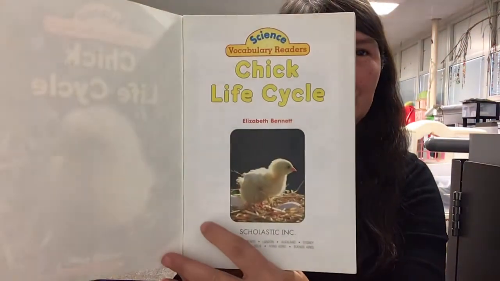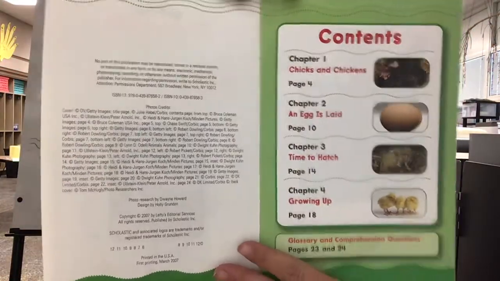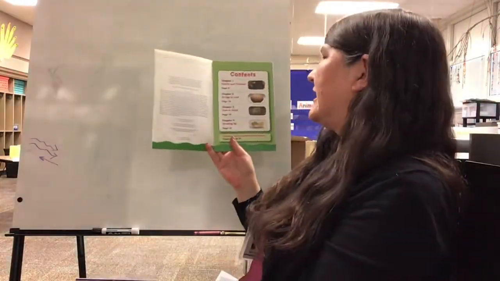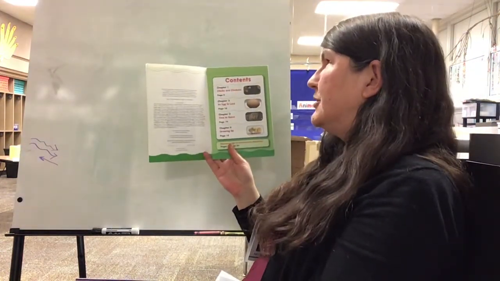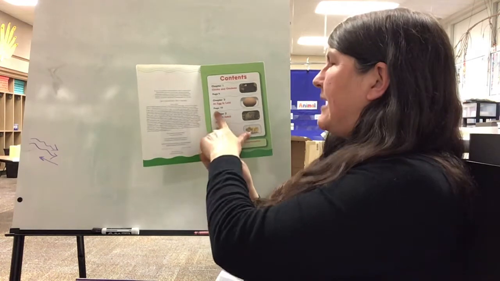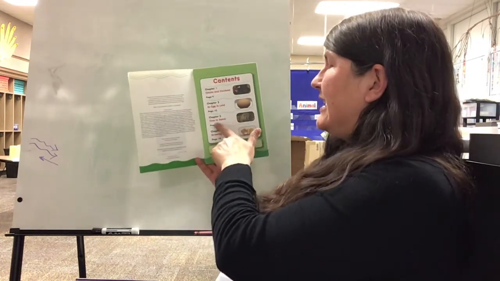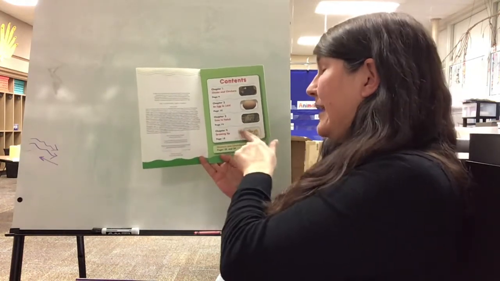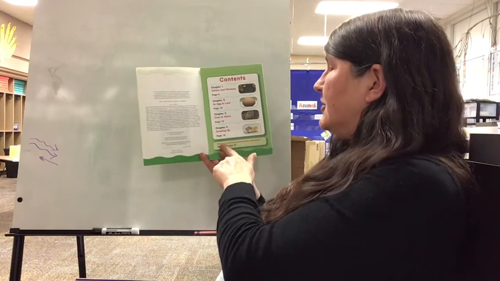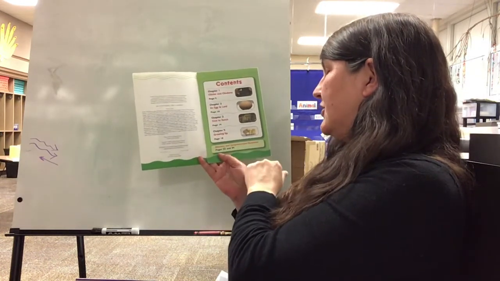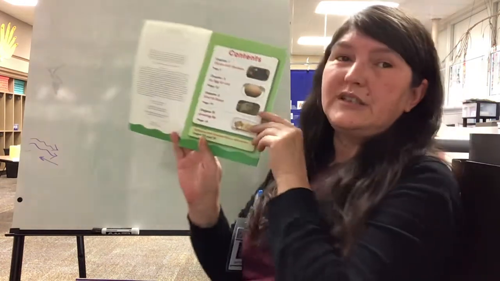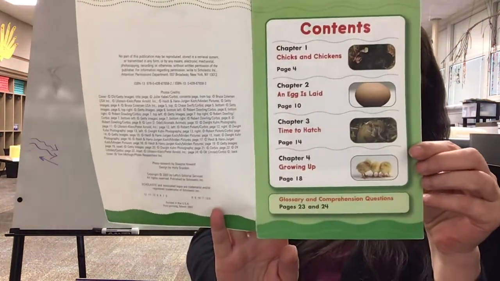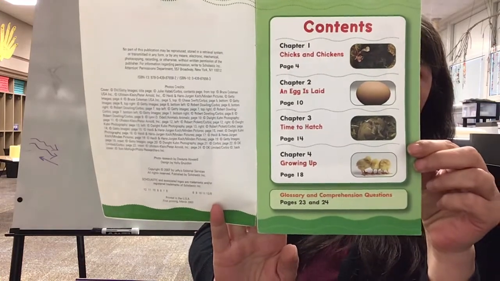This is a non-fiction science reader. Chick life cycle. Has a table of contents. Chapter 1, Chicks and Chickens, page 4. Chapter 2, An Egg is Laid, page 10. Chapter 3, Time to Hatch, page 14. Chapter 4, Growing Up, page 18. There's also a glossary and comprehension questions on pages 23 and 24. A glossary is a place where they list words that you should learn and tell you what they mean.